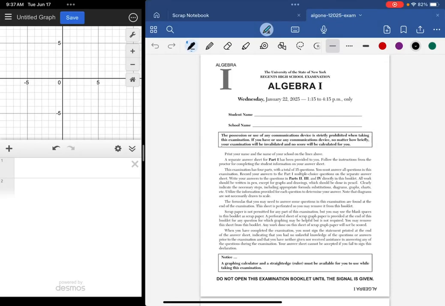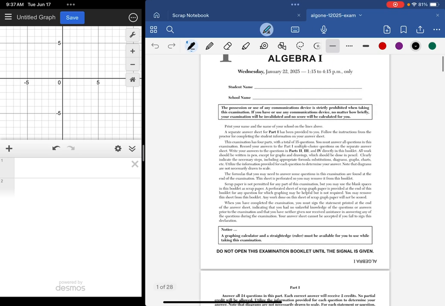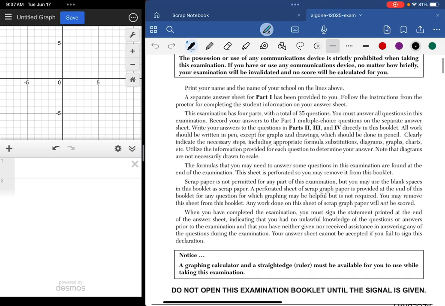All right, so I'm looking at the January 2025 Regents for Algebra 1. There's a lot of information here. This will all be read to you on the day of the exam. There are some things that are, I think, probably pretty obvious, like your name and the school you go to. But then there are other things that are kind of in the weeds here, like scrap paper is not permitted for any part of the exam, but you can use the blank spaces in the booklet as scrap paper.